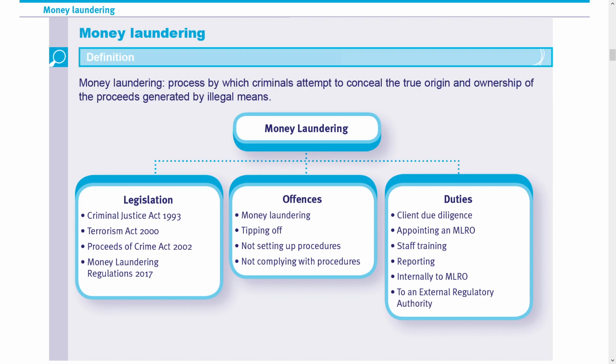What are the offenses of money laundering? Money laundering is an offense. Tipping off, not setting up procedures, not complying with the procedures. All these are considered offenses.